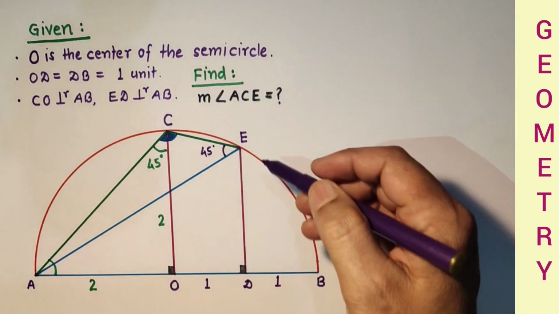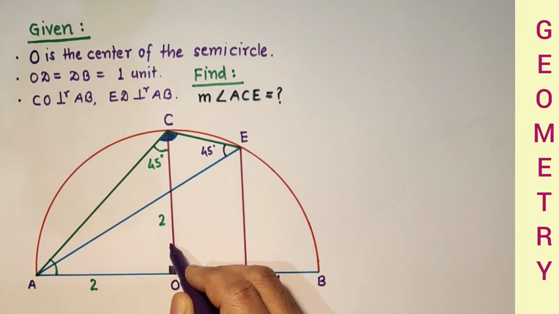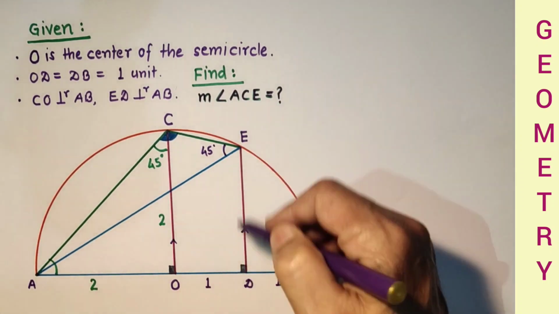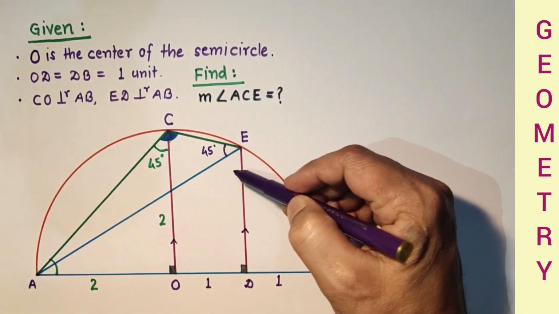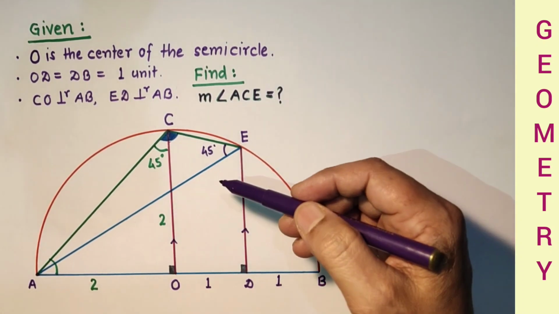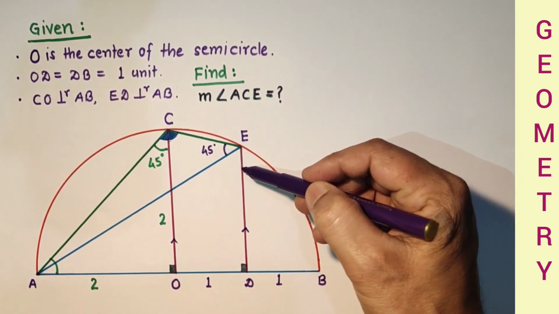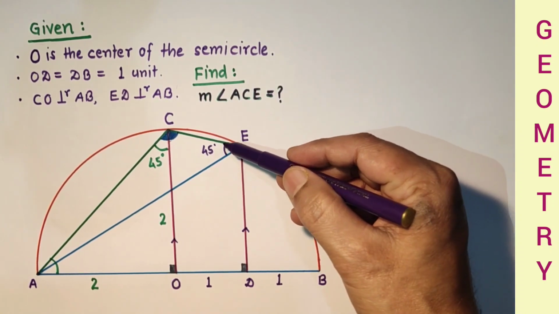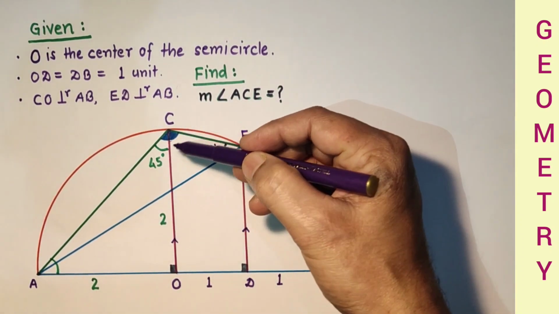Now CO and ED are perpendicular to the same line AB, the diameter AB. So these two will be parallel with each other. If these two lines are parallel, then co-interior angles sum will be 180. So this angle plus this angle will be 180. If we find this angle, then we can find the other angle.